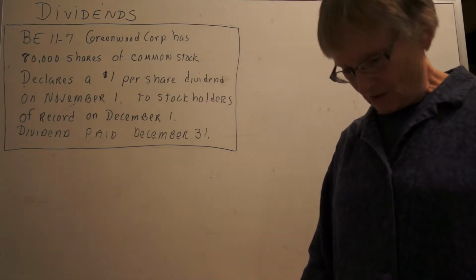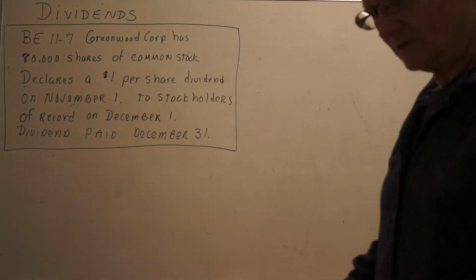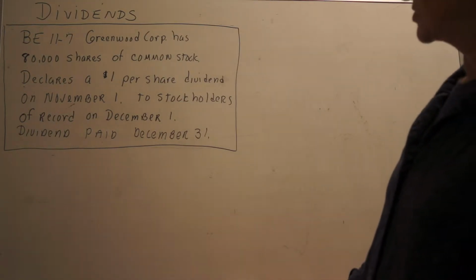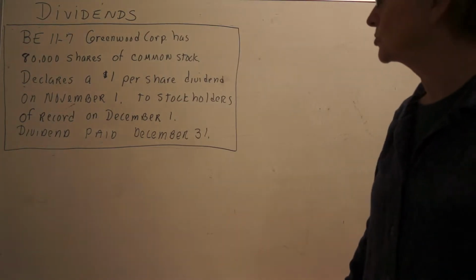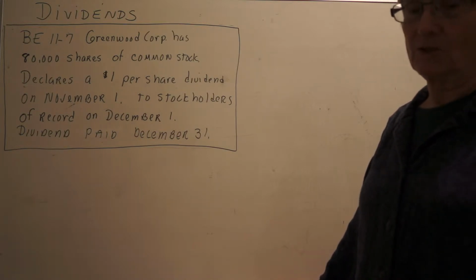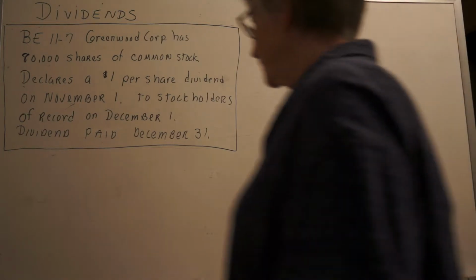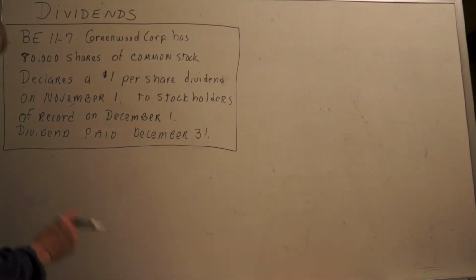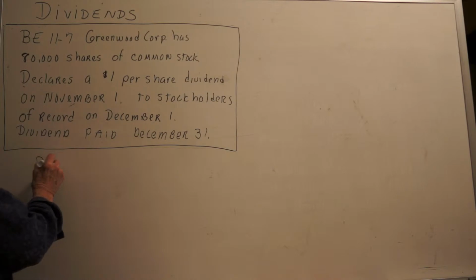Okay, so let's look at this brief exercise 11.7. It says the Greenwood Corp has 80,000 shares of common stock. It declares a $1 per share dividend on November 1st to stockholders of record on December 1st, and they're going to pay the dividend on December 31st. So let's sort that out a little bit. First of all, we've got a declaration date.